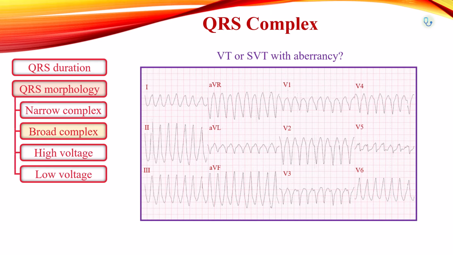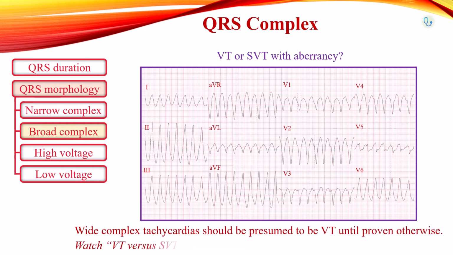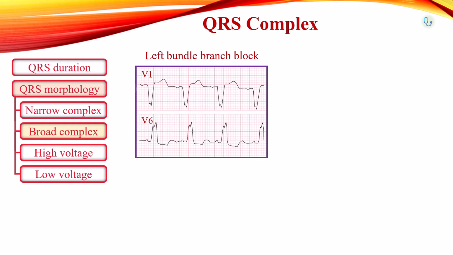Sustained ventricular tachycardia can cause severe hypotension, and can thus be life-threatening. Wide complex tachycardias should be presumed to be VT until proven otherwise. Difference between VT and SVT with aberrancy is explained in detail in another video. Other causes of broad QRS complex can be recognized by pattern recognition.